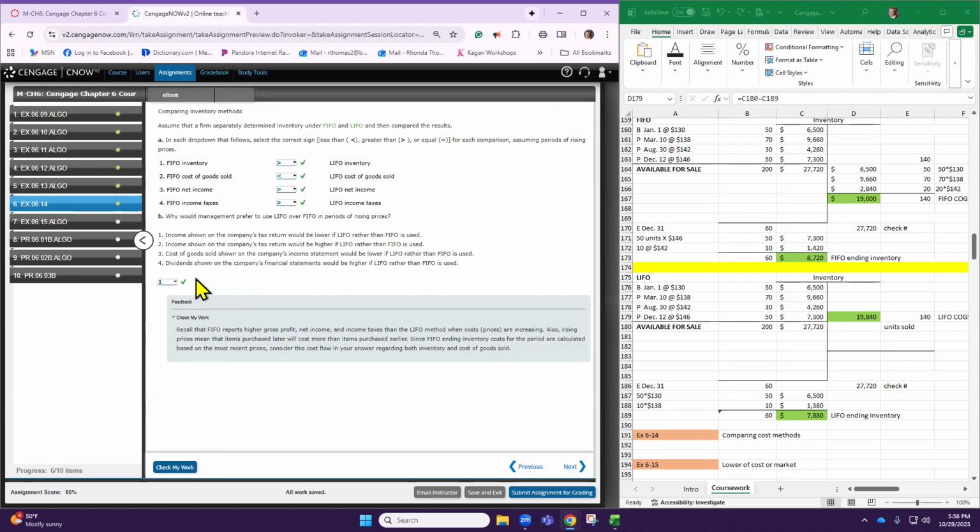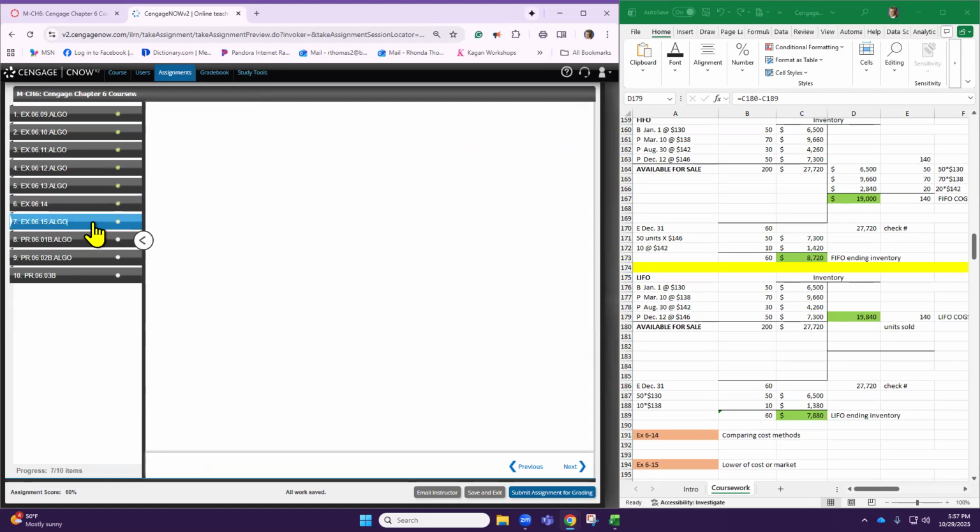One more time, income shown on the company's tax return. We just determined that the cost of goods sold, if you use FIFO, is smaller than LIFO. So then the net income is reversed. Net income ends up being larger than if you use LIFO, which means you're going to pay more in taxes than you do using LIFO. Oh my goodness.